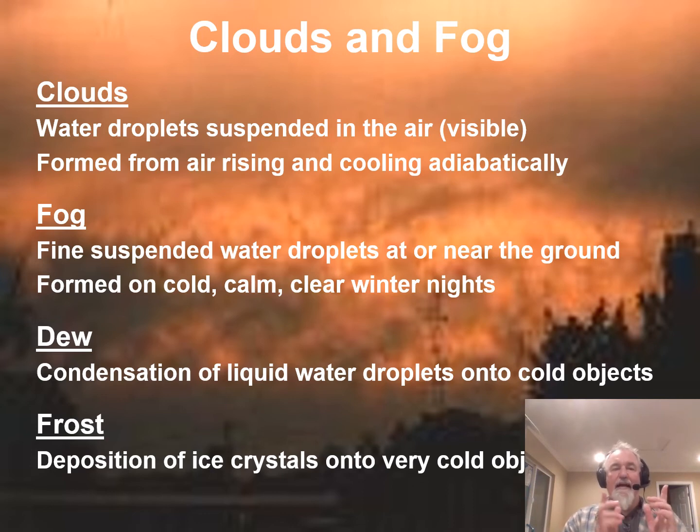Well, first of all, clouds are aggregations of water droplets that are suspended in the air. Now we can see water droplets where we can't see water vapor. So the water droplets will reflect light. Water vapor will not. So we can see the reflection off the water droplets, but these are in the air above the ground and they formed. All clouds form from air rising and cooling adiabatically.